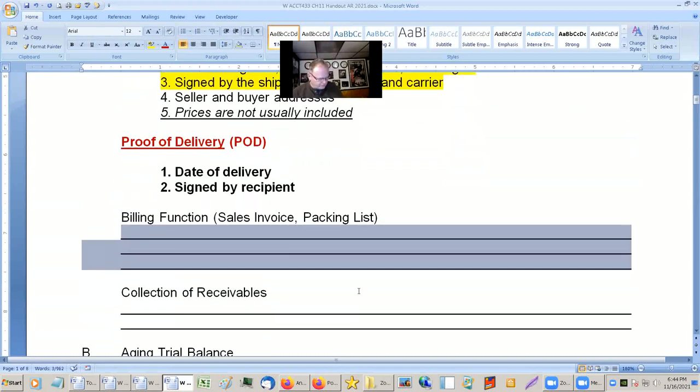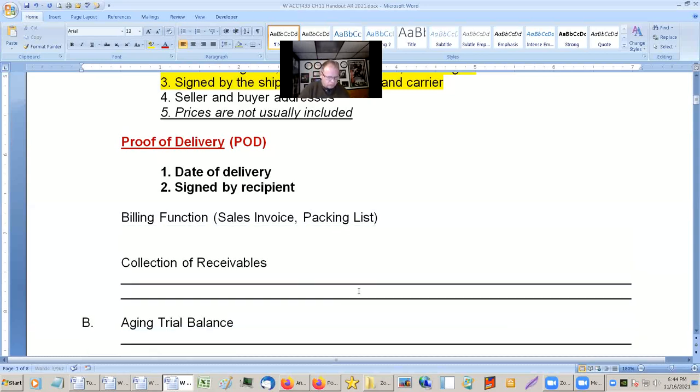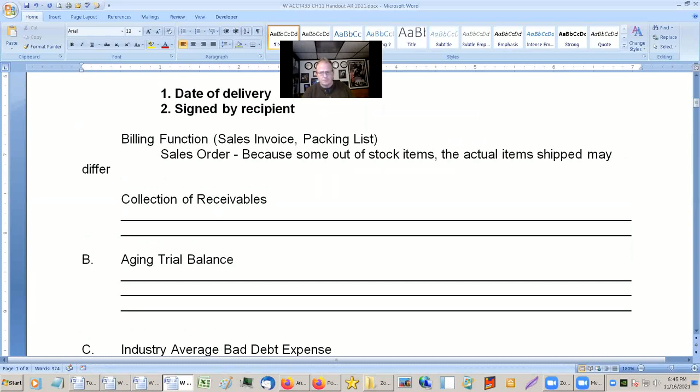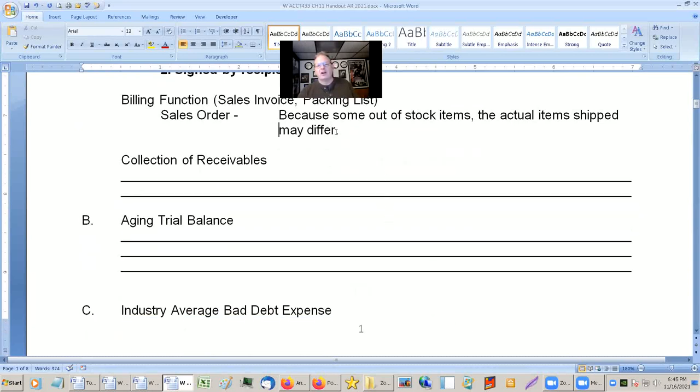So the billing function. The sales order is where you start. Now, again, there might be things that are not available, out of stock. Okay. So the sales order may differ from the packing list and invoice.